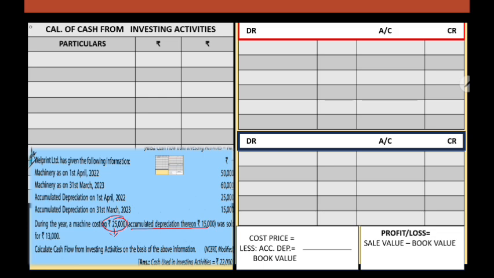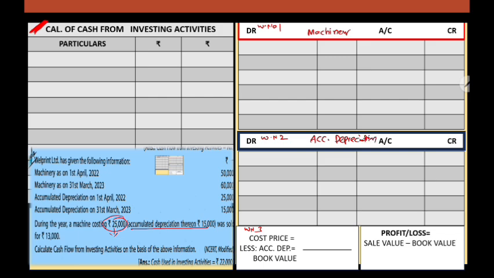Here is the format. This is the main format, and this is working note 1, this is working note 2, and this is working note 3. This is the main format that we are going to use. Now let's start. So how to open a ledger? We are going to open the machinery ledger first. Machinery. This is the accumulated depreciation ledger. I have already drawn the 2 ledgers.